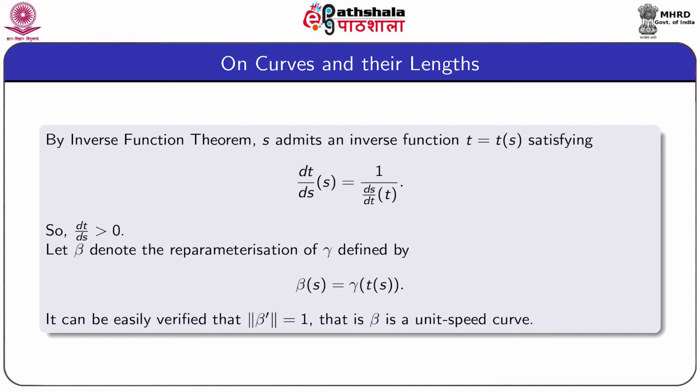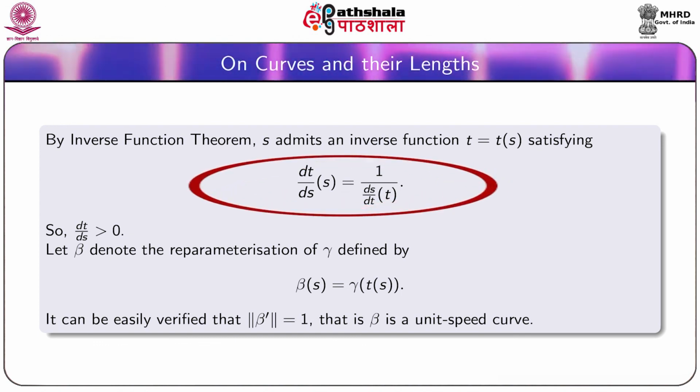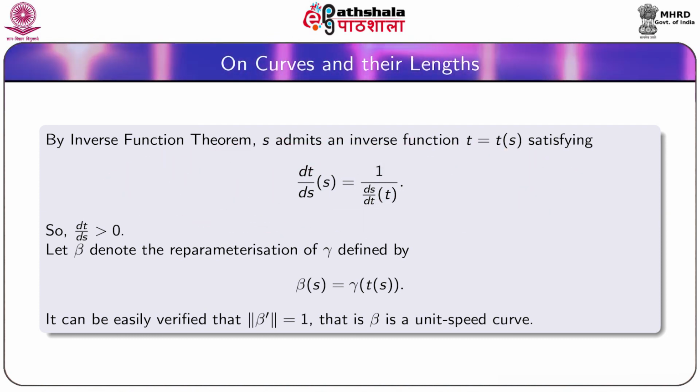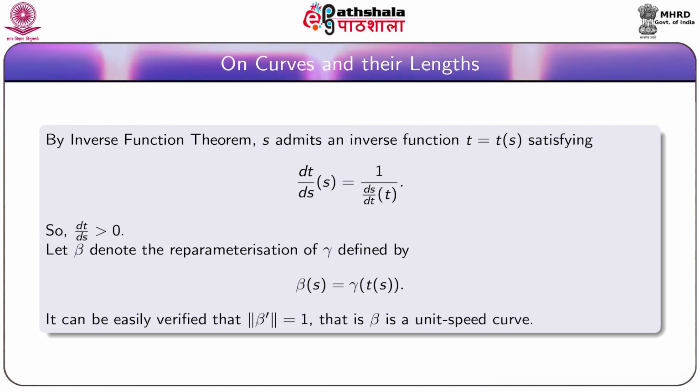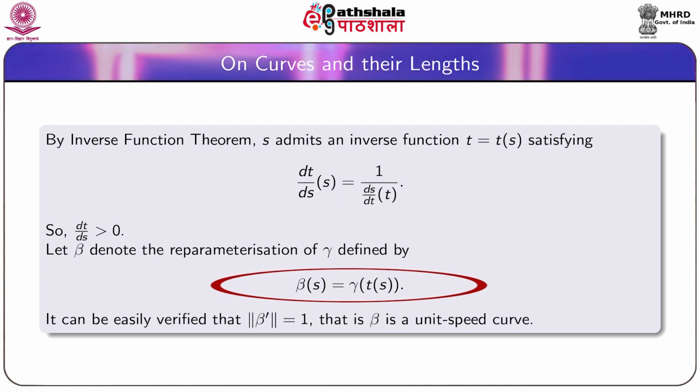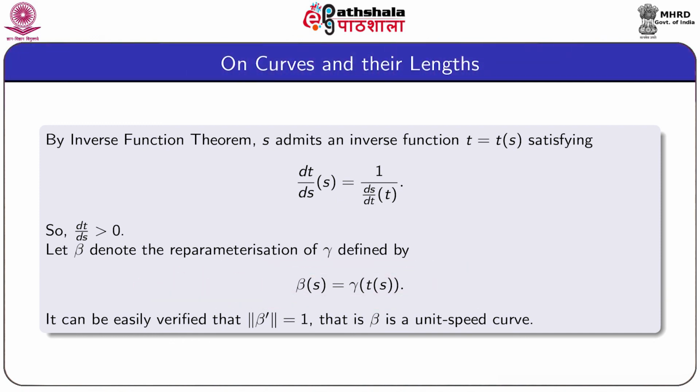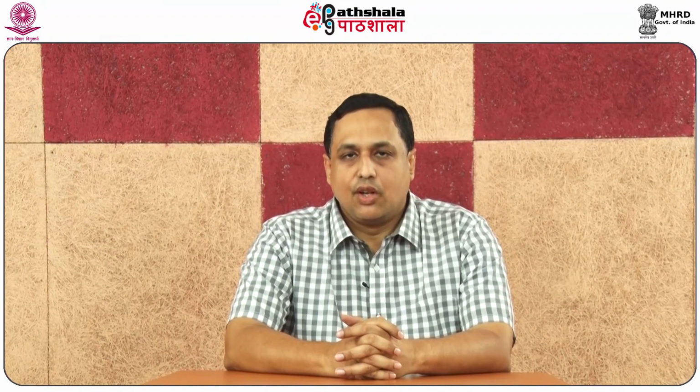By the inverse function theorem, s admits an inverse function t equals t(s), which also satisfies dt/ds equals the reciprocal of ds/dt at the point t. So, dt/ds is greater than 0. Let beta denote the reparameterization of gamma defined by beta(s) equals gamma(t(s)). One can easily check that norm of beta' is 1, that is beta is a unit speed curve. So, in this module we discussed smooth curves, piecewise smooth curves, rectifiable and non-rectifiable curves and properties of rectifiability. We conclude here.